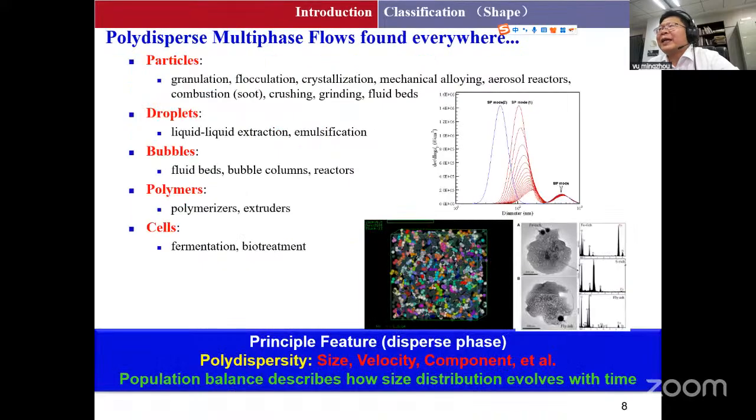You might see particles, droplets, bubbles, or even cells in the dispersed phase. The defining feature of those systems is that they are poly-dispersed, showing a spread of size, velocity, and other physical quantities.